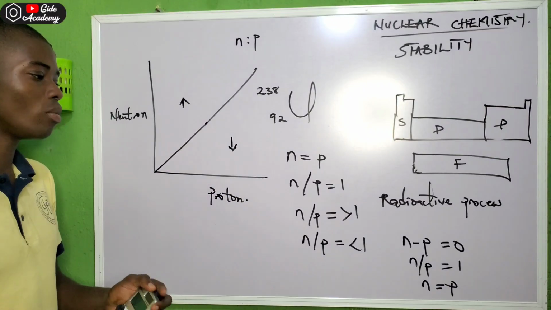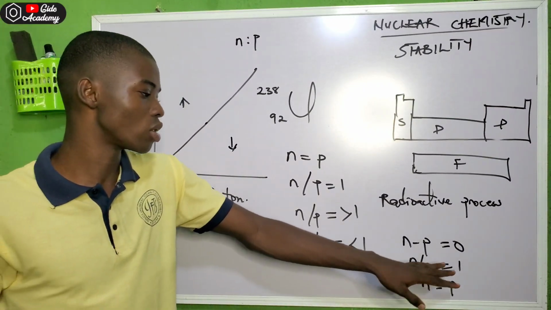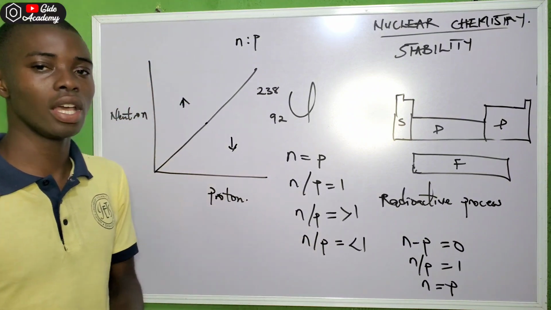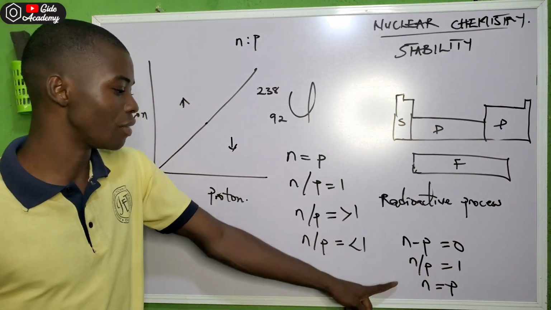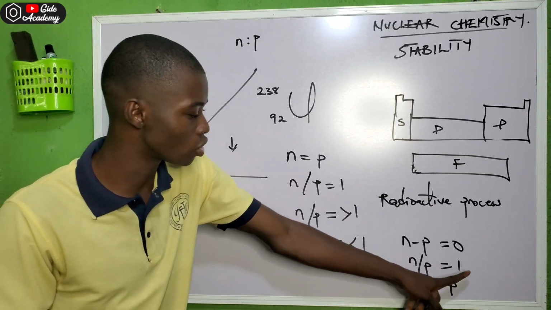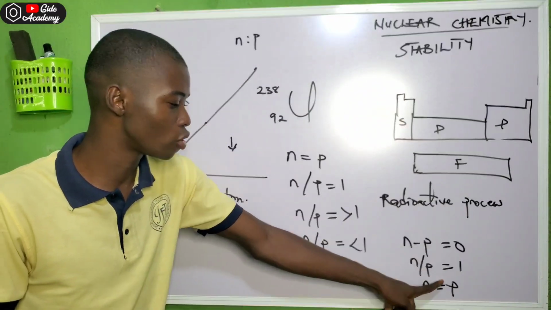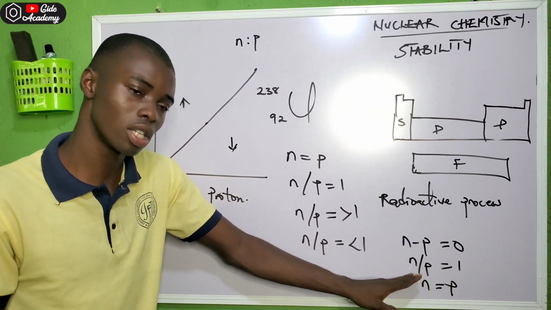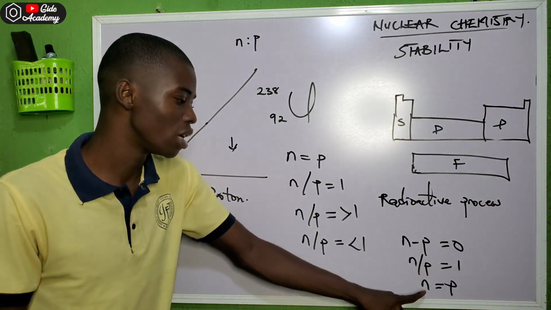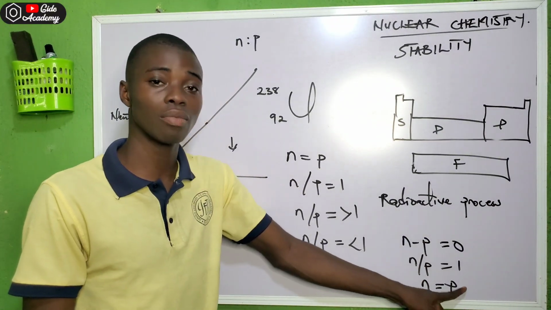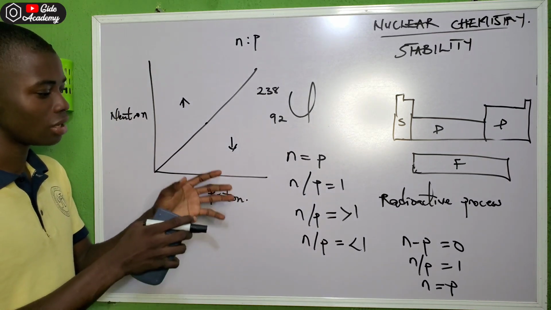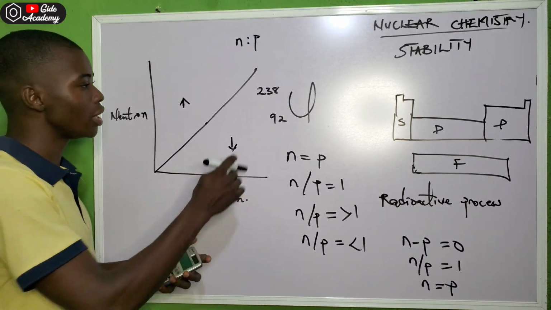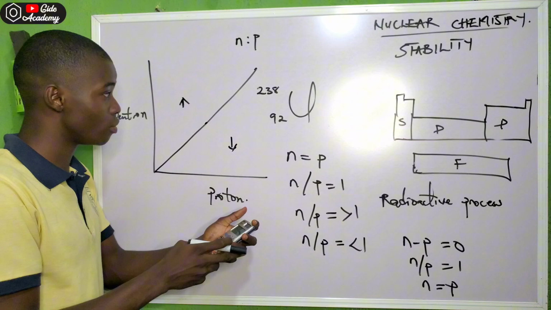So if a question comes like this: if neutron minus proton equals 0, which of the following is correct? A is stable, B not stable. The answer is a stable nuclide. Then if neutron divided by the proton gives us 1, is it stable or not stable? The answer is stable. If the neutron number is equal to the proton number, is it stable or not? It's stable. Now let me give you some examples so that you understand better. We already know that uranium is 238.